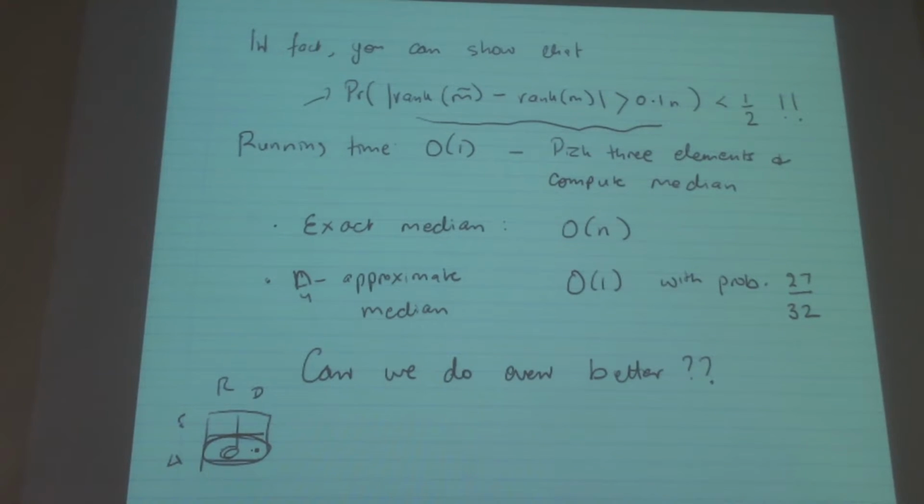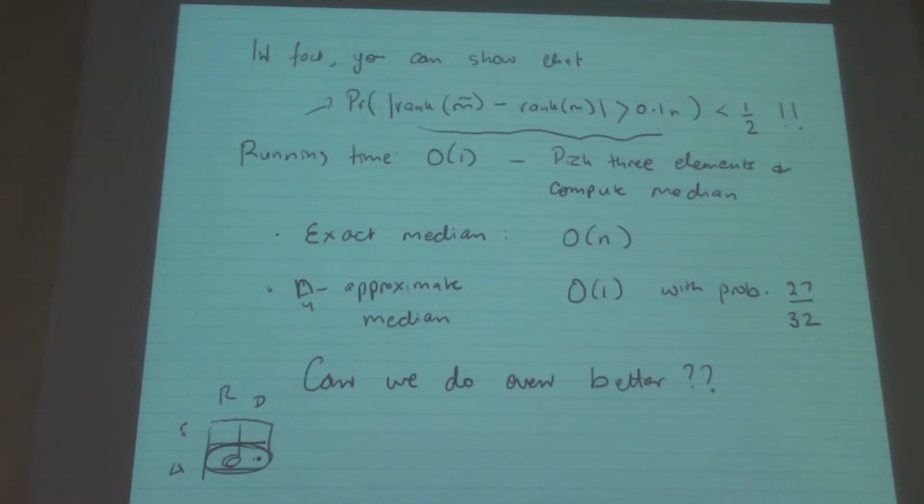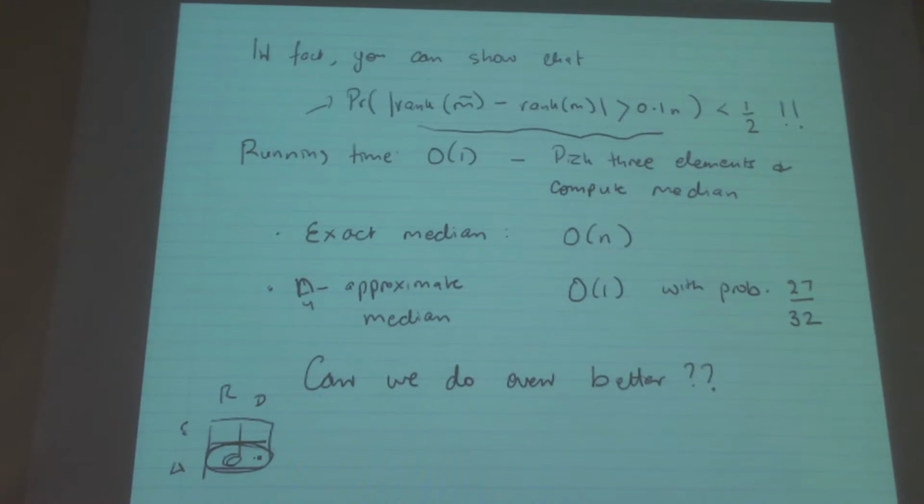Questions before I move on? So you're saying that more than half the time you're within 0.1 n. Which is a pretty good estimate. And again, if you do more work, by taking more samples, you can get even better.